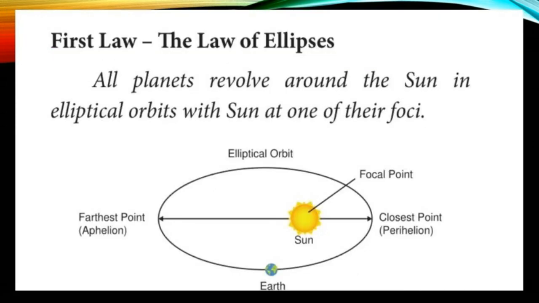Kepler's law. Kepler proposed three laws of planetary motion. Kepler was able to summarize the carefully collected data of his mentor, Tycho Brahe, with three statements that describe the motion of planets in a sun-centered solar system. Kepler's three laws of planetary motion can be described as below. First law, the law of ellipses. All planets revolve around the Sun in elliptical orbits with the Sun at one of their foci.